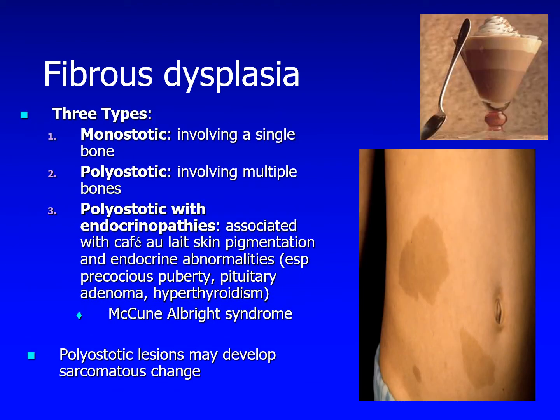There are three types of fibrous dysplasia. The first one is monostotic, which involves a single bone. The second one is polyostotic, which involves multiple bones. And the third one is polyostotic with endocrinopathies, which is associated with cafe au lait skin pigmentation and endocrine abnormalities such as precocious puberty, pituitary adenoma, and hyperthyroidism. This is a presentation of McCune-Albright syndrome. The polyostotic lesions may develop sarcomatous change.